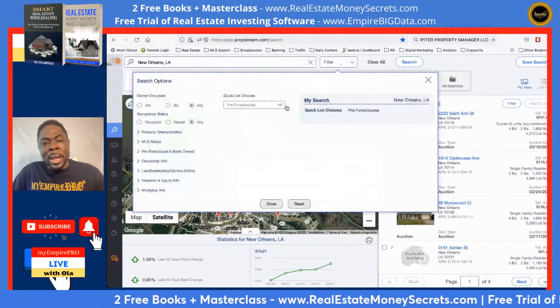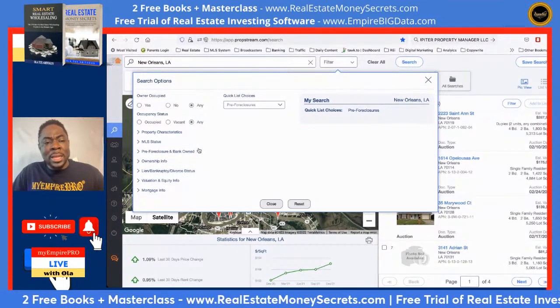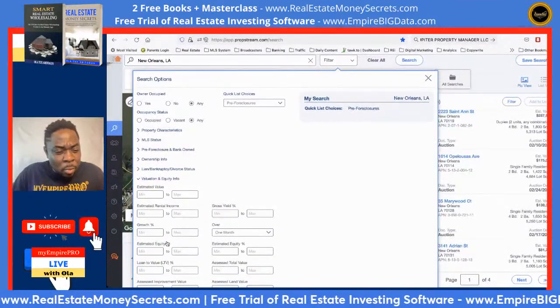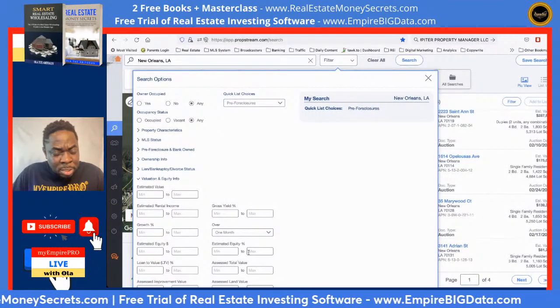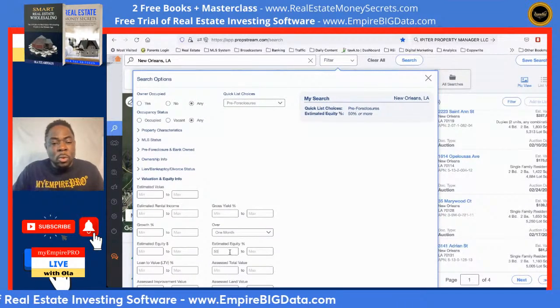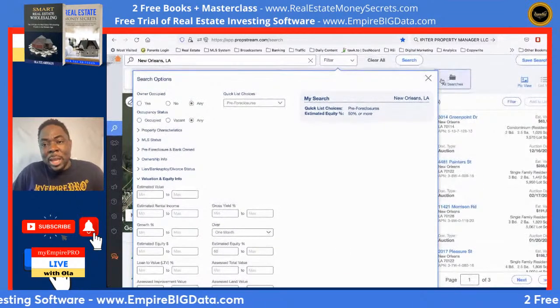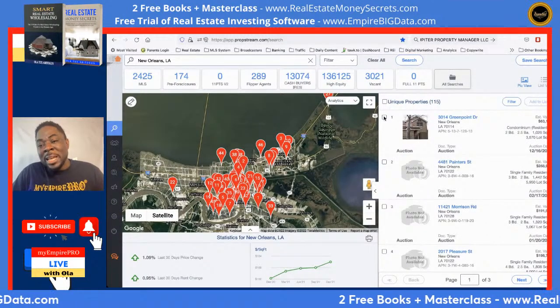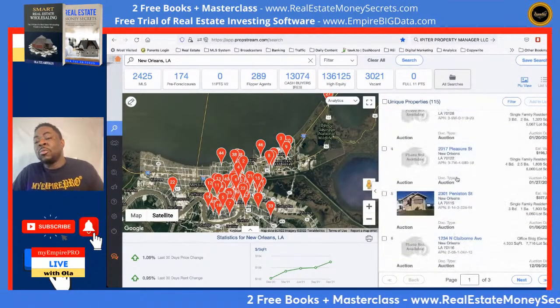I could go here and filter this list down to high equity. How do I do that? I could go here and say I want estimated equity percentage. I want it to be a minimum of 50%, okay? 50% or higher. And boom, that means these people actually have equity in the property, but yet they're facing pre-foreclosure. That means I have room to play.